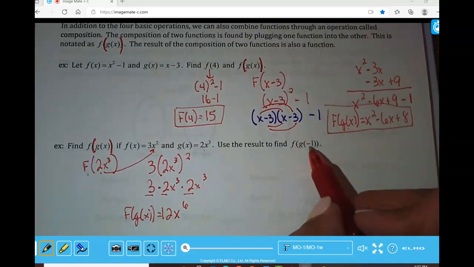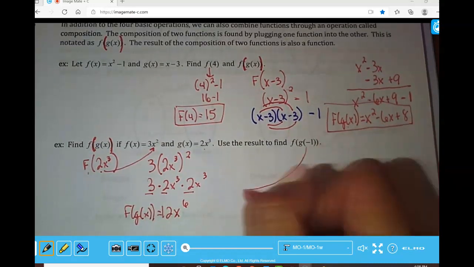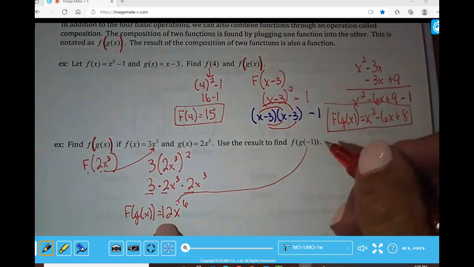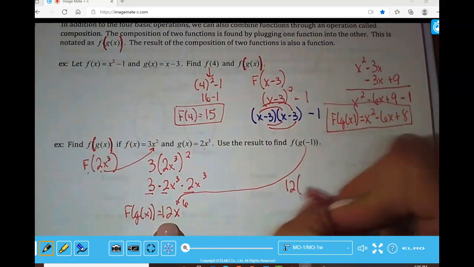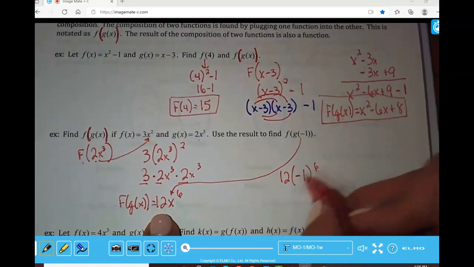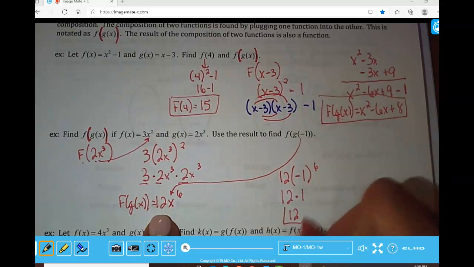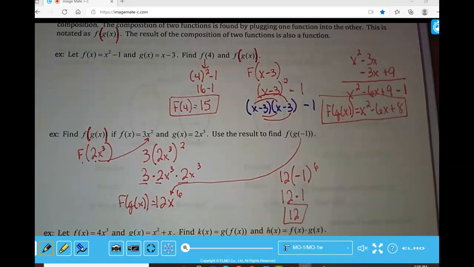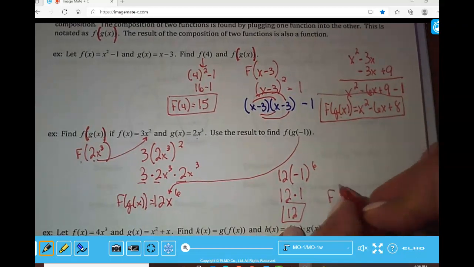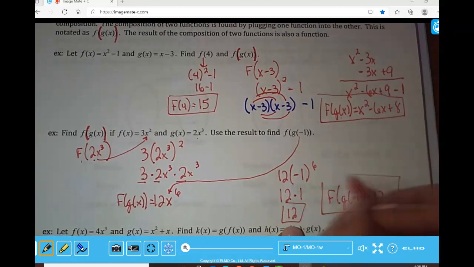Now this says, all right, now that you have f of g of x, take -1 and put it into your new function. So that's all I have to do here: 12, again I'm substituting a number in, put it in parentheses. I would do my exponents first, -1 to the 6th power, so -1 multiplied 6 times is 1, and then take 12 times 1 and you get 12. So to get f of g of -1, my answer would be 12. I'm missing a set of parentheses.